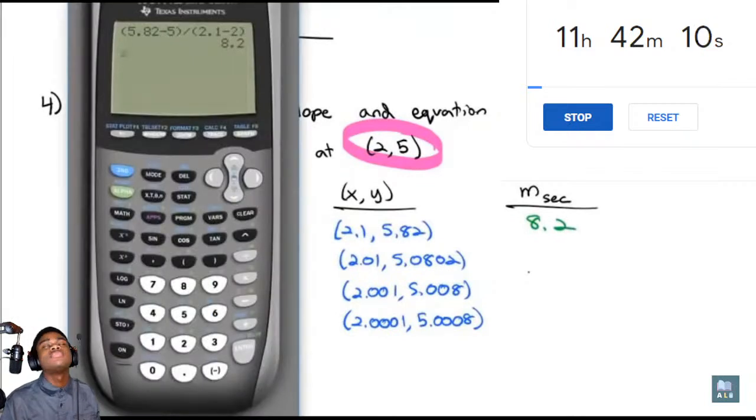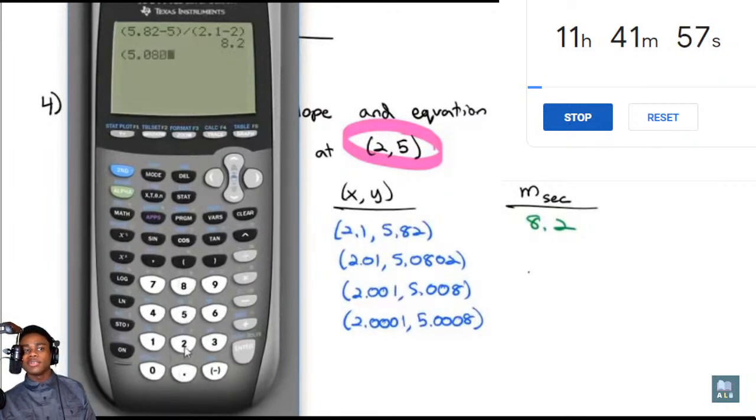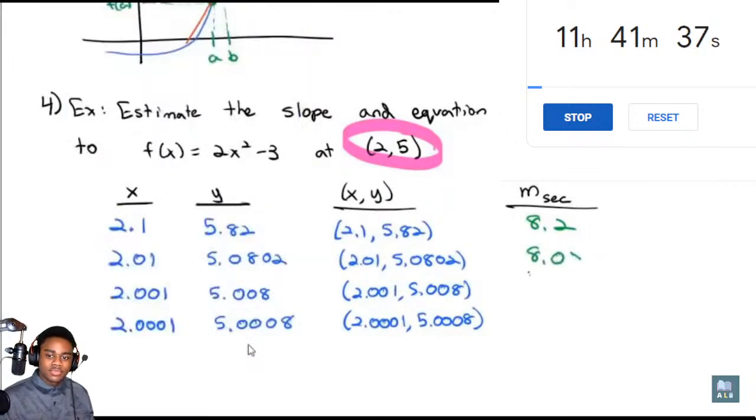But then we're going to move a little bit closer. Now we're going to use our second point, which is the 2.01 comma 5.0802. Again, y2 minus y1, so 5.0802 minus the y from our original point of 5, divided by the 2.01 minus the 2. Again, remember, numerator and denominator in parentheses. And now we have a slope of 8.02.